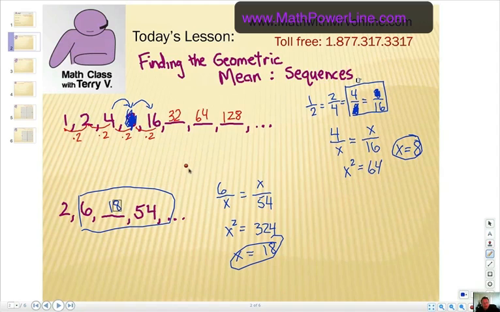So to find a geometric mean between two other numbers, you're going to write a proportion, cross multiply, and solve. That's the basic idea. Now this has all kinds of applications in trigonometry and parts of triangles and other functions as you get into algebra, trig, and calculus ideas. So geometric mean. Hope that made sense.